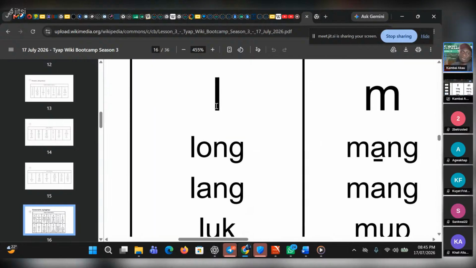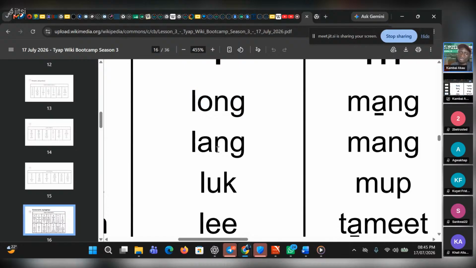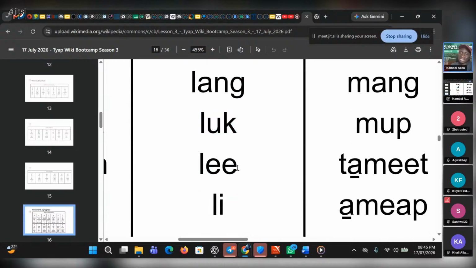And then we have the la sound. We have long, which is fire. We have lang, which is lying. And then we have look, which is to drive or to paddle a canoe. And then we have lay.